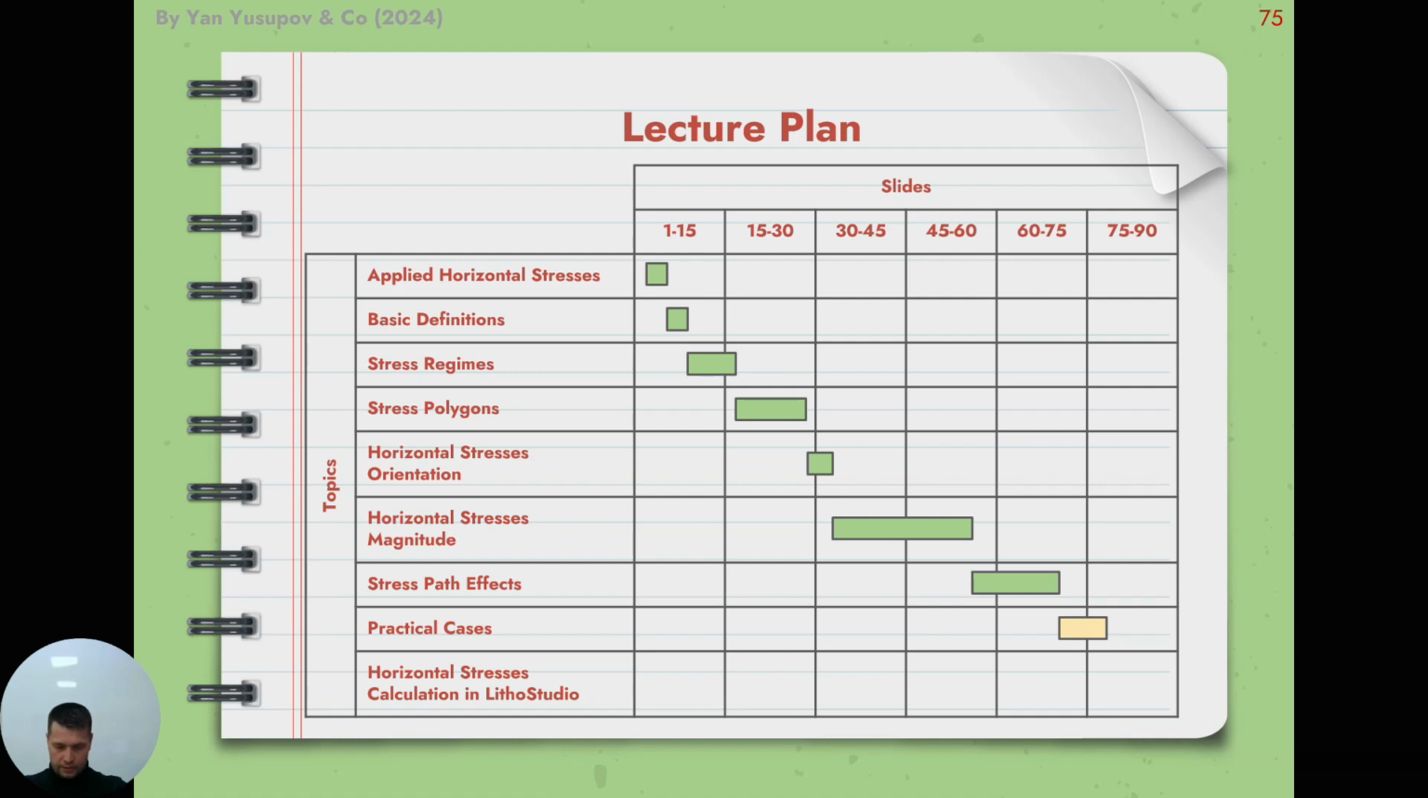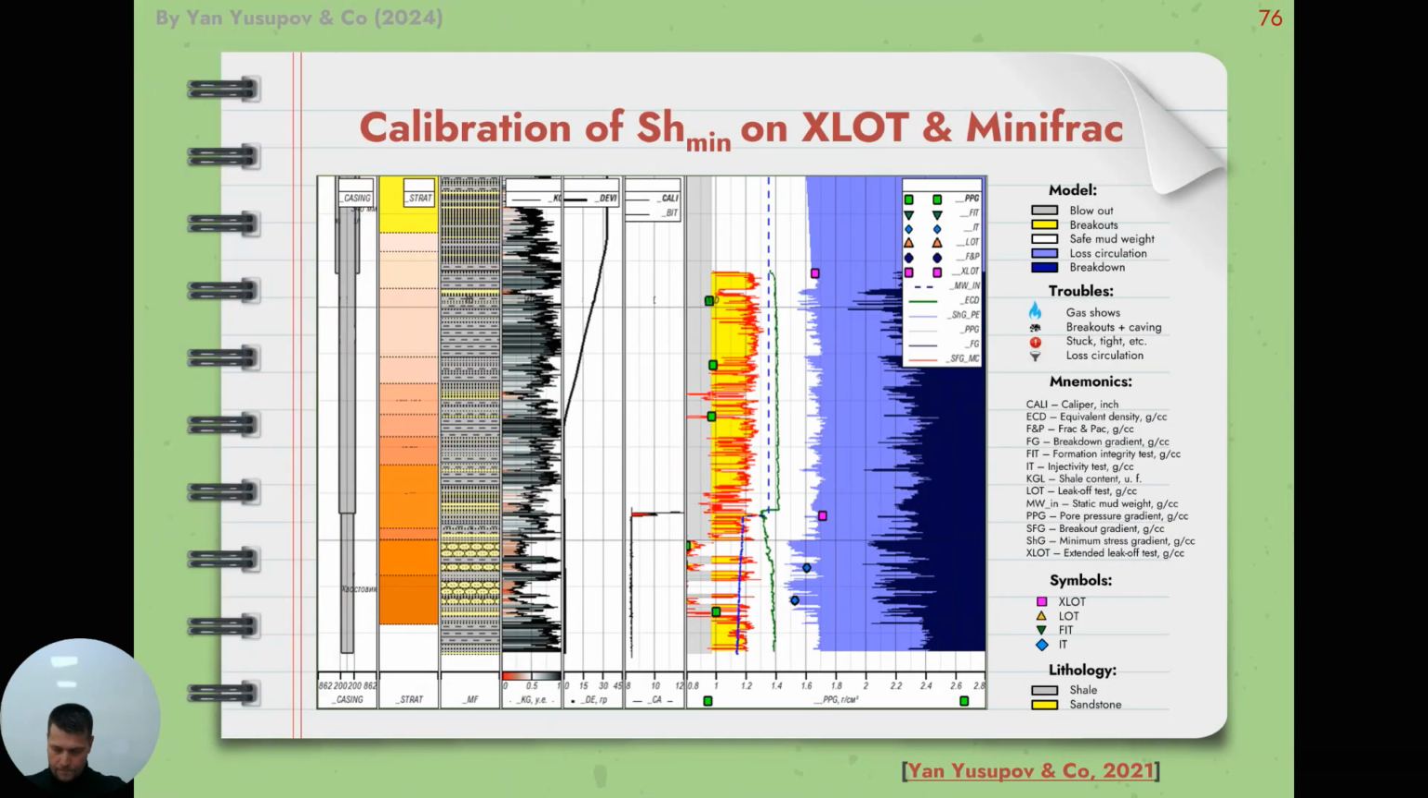Okay, let's go to the practical cases. Fracture closure pressure was used for the calibration of SHmin magnitude in the reservoir, and closure pressure gradients in this case are 1.7 and 1.73 grams per cubic centimeter.